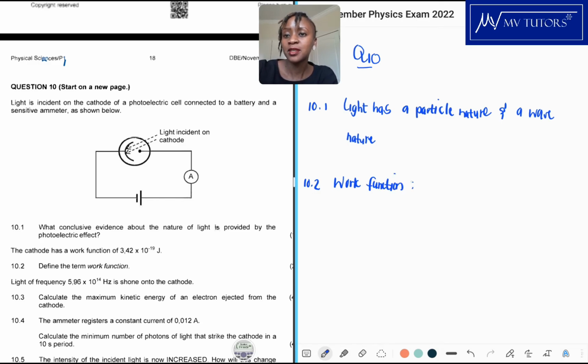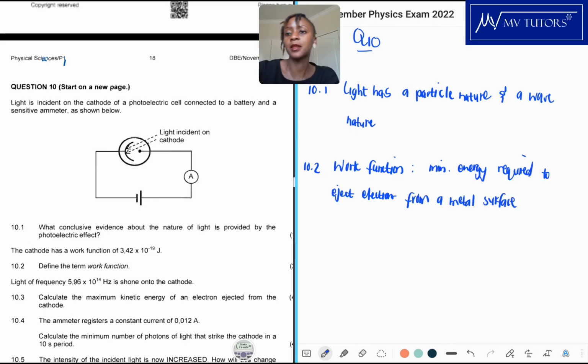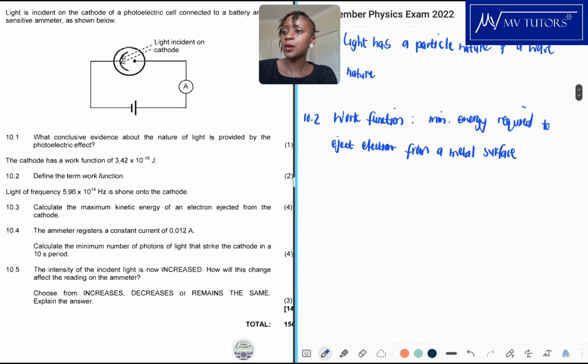Okay, so the work function is basically the minimum energy required to eject electrons from a metal surface. Okay. And yeah, that was 2 marks.